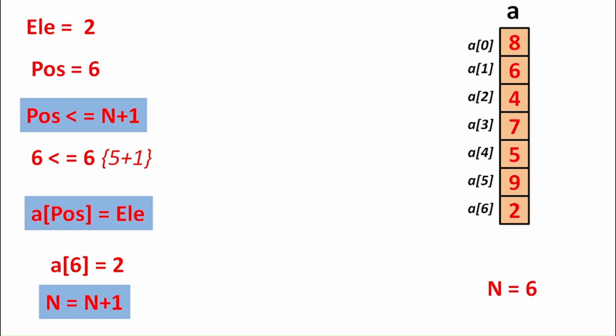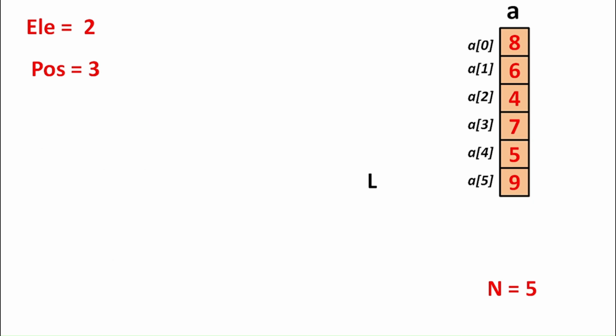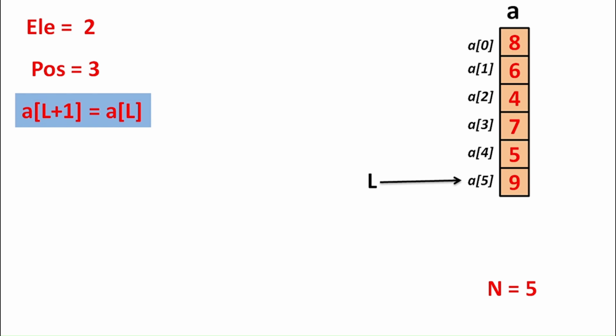So what about inserting an element in the middle position? Let's learn that. First we will introduce a pointer. Suppose I want to insert the same element 2 in position 3. First I will introduce the pointer called L and place it in the last position 5, and I will say A of L plus 1 is equal to A of L. That is nothing but A of 5 plus 1 is equal to A of 5.